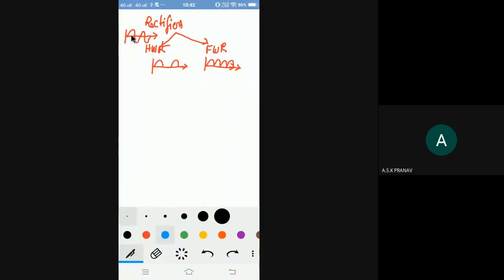Yes. See here, it is our diagram. In a half wave rectifier, it converts only positive signals. These are the positive half cycles. So a half wave rectifier gives only the positive half cycles of an AC signal.